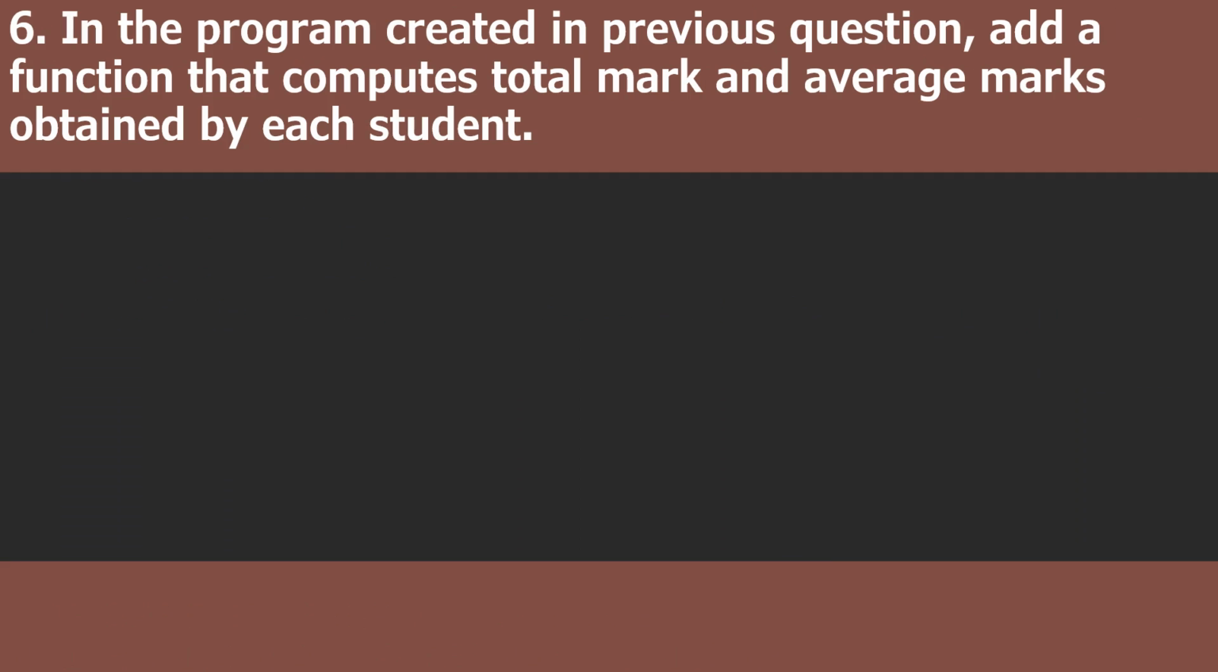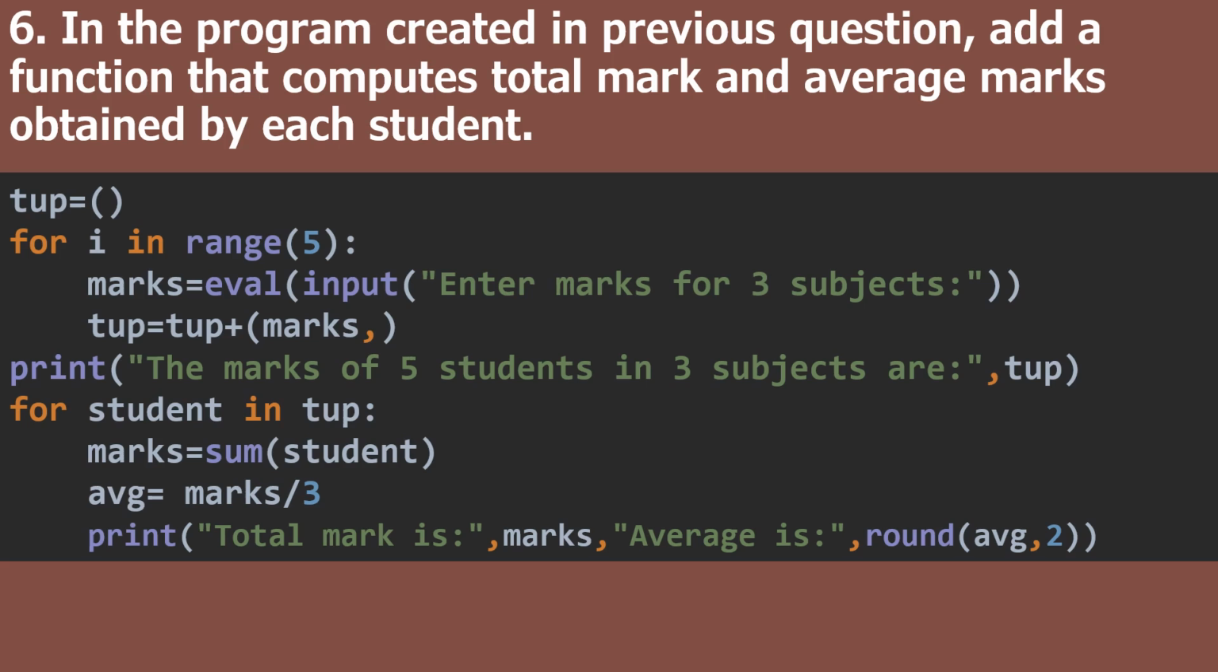Now in the program created in the previous question, add a function that computes the total mark and average marks obtained by each student. Okay, now let's do the same thing that we have done in the previous program. We have to accept the marks of 5 students in 3 subjects, and let's store it in a variable, let's say tup. Now you have to print the marks of 5 students in 3 subjects at tup.